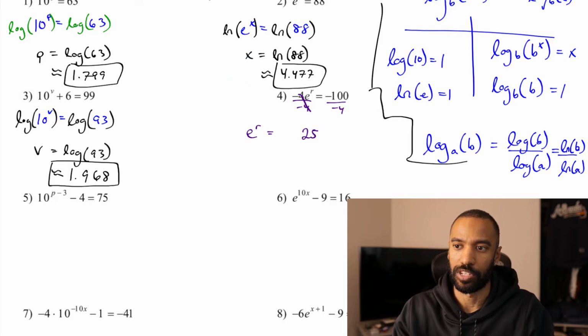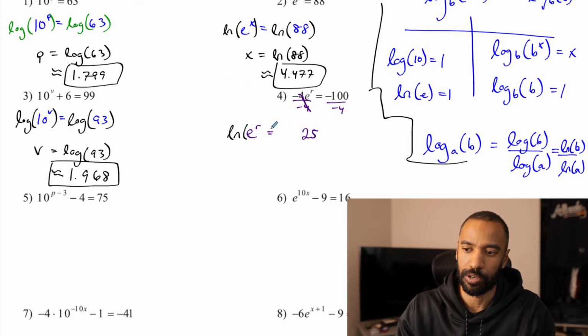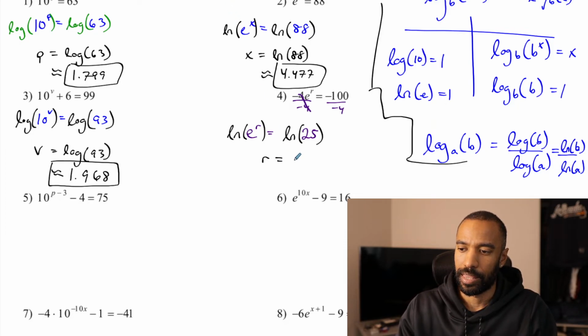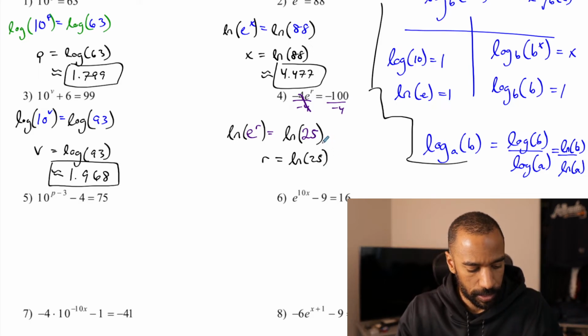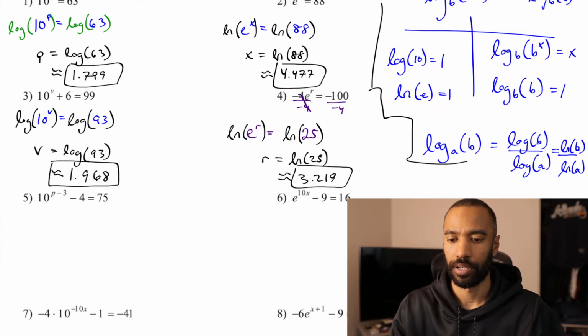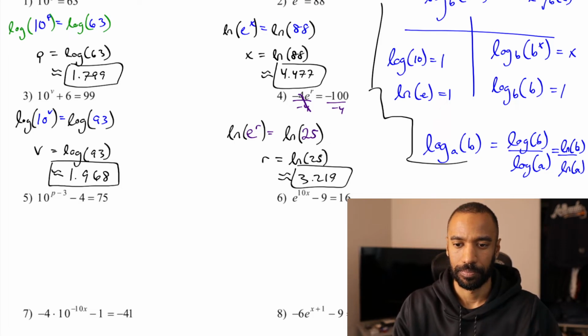And it's good that it's positive, because if it was negative, then there would be no solution as we natural log both sides, because you can't take the natural log of a negative. Natural log of e to the r is just r. And that's the natural log of 25, which is approximately 3.219. How much time have we gone so far? Oh, over an hour. That's a long time.